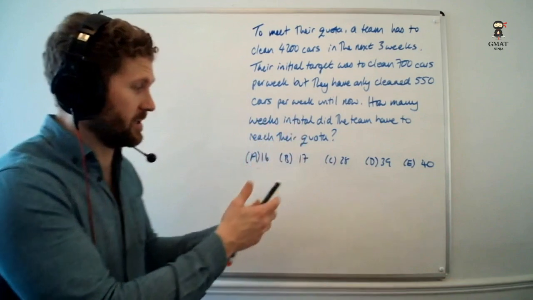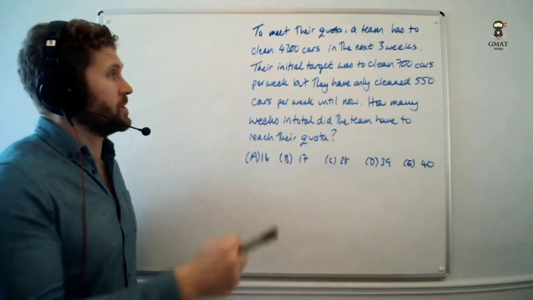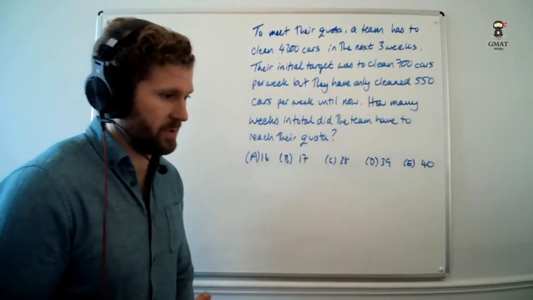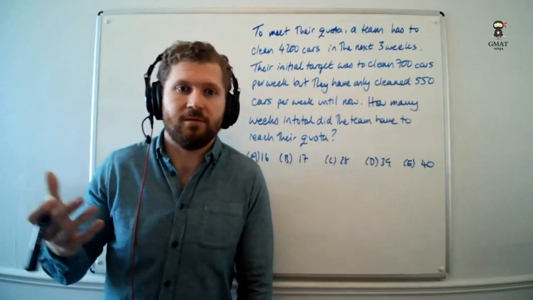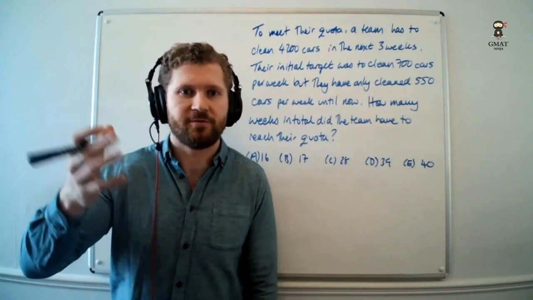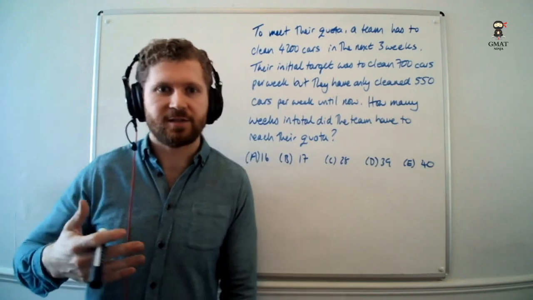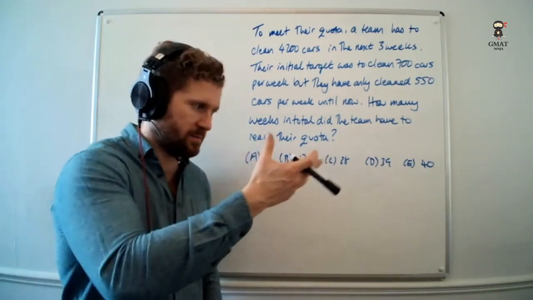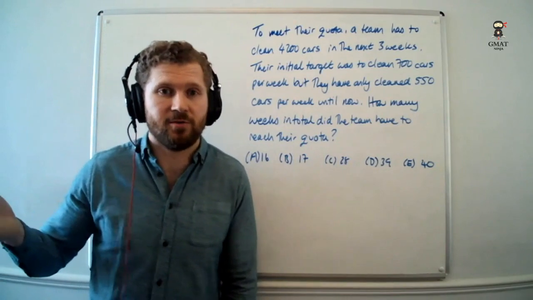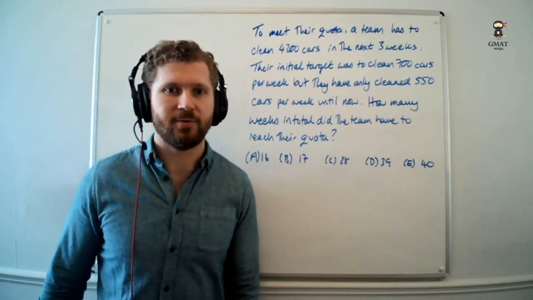So let's take a look at what's going on here. We've got a team washing cars, and we know that in order to meet some quota, they need to wash 4,200 cars in the next 3 weeks. They initially had a plan to clean 700 per week, but for whatever reason, we're not told, they've only managed 550 per week until now.